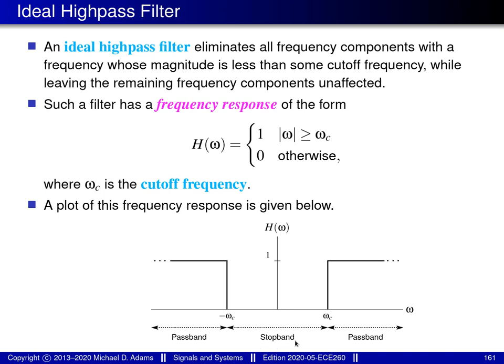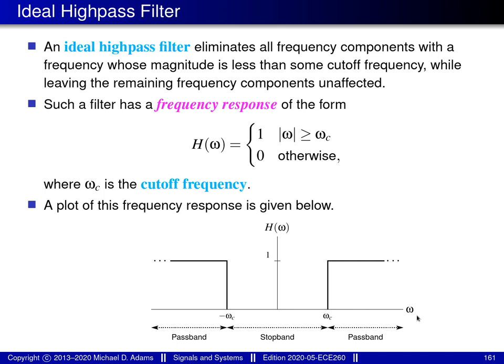And the frequencies for which the frequency response is 1 correspond to frequencies that are allowed to pass through the filter without change and constitute what is called the pass band of the filter. So in this particular case, the pass band is going to be frequencies that are less than minus omega c, in other words, frequencies out here, or frequencies that are greater than omega c, in other words, frequencies out here.